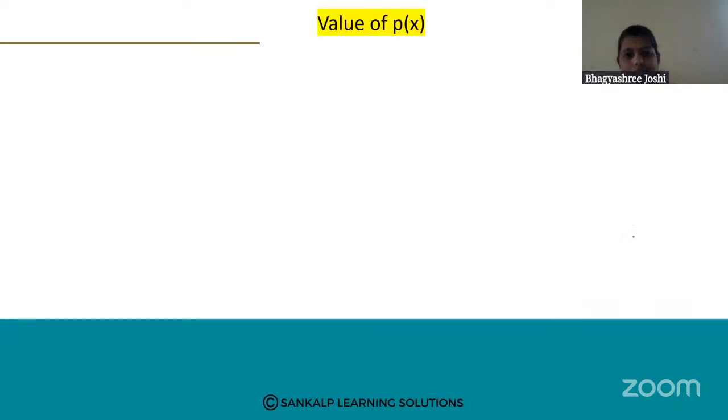Okay. Next. Now we'll come to the value of p of x. Before starting the value of p of x, first we should know what is p of x. Here we write p of x. What is the meaning of this p of x? P of x means what?